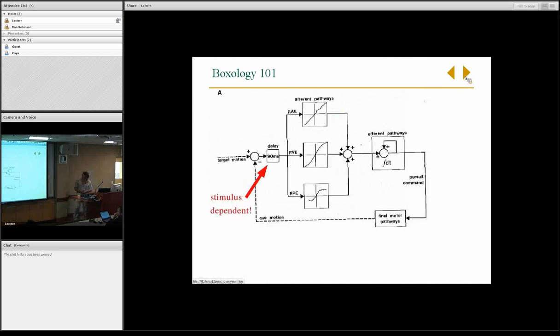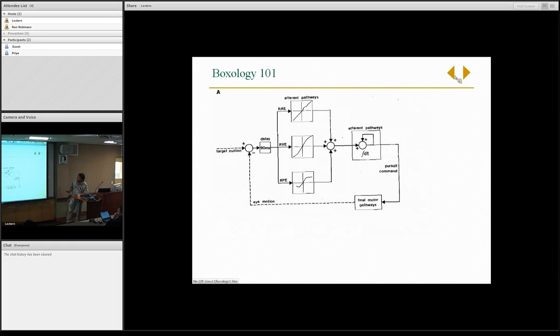So this is a slightly more complex version from their paper, and what they've added here, they have a 90 millisecond delay, and then they have these 3 mechanisms. RAE stands for retinal acceleration error, RVE is retinal velocity error, and RPE is retinal position error. So they compute these 3 different errors and run them through different nonlinearities and add them all together and then integrate the signal and get a motor command.